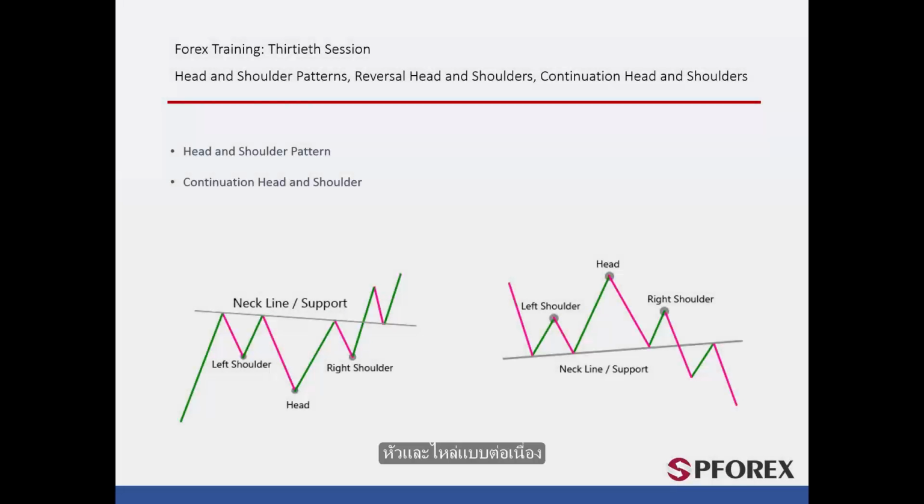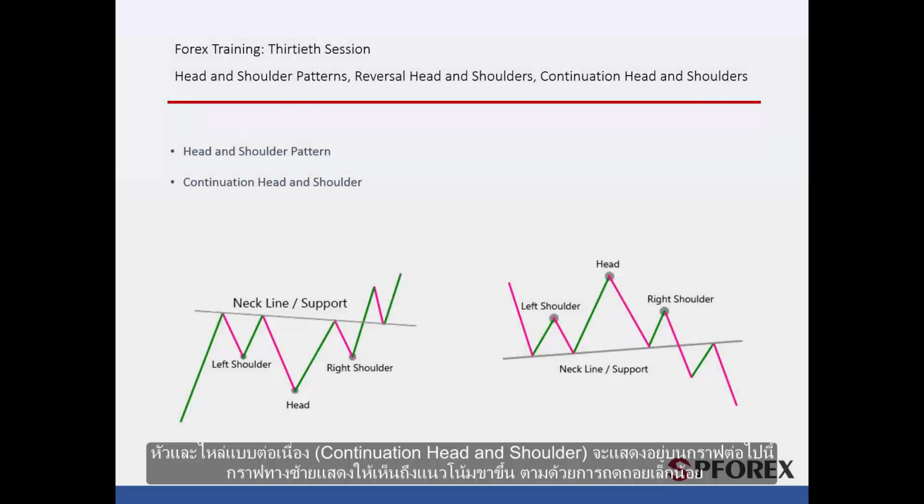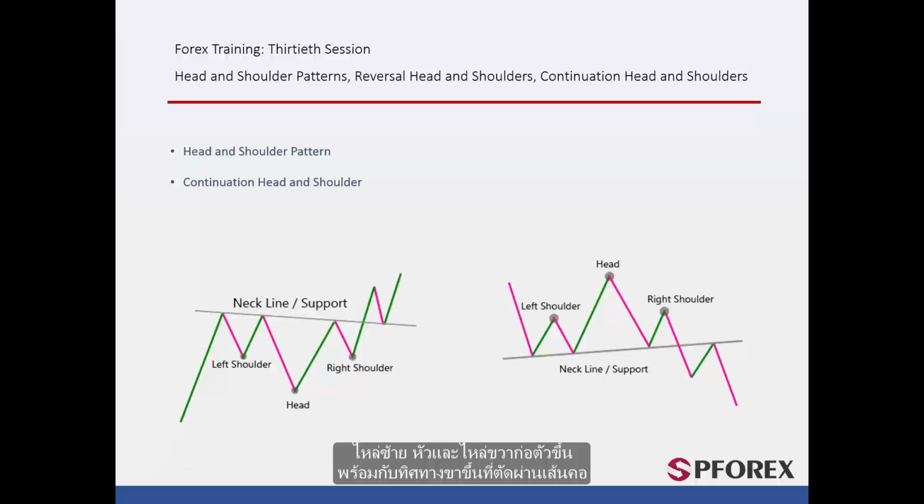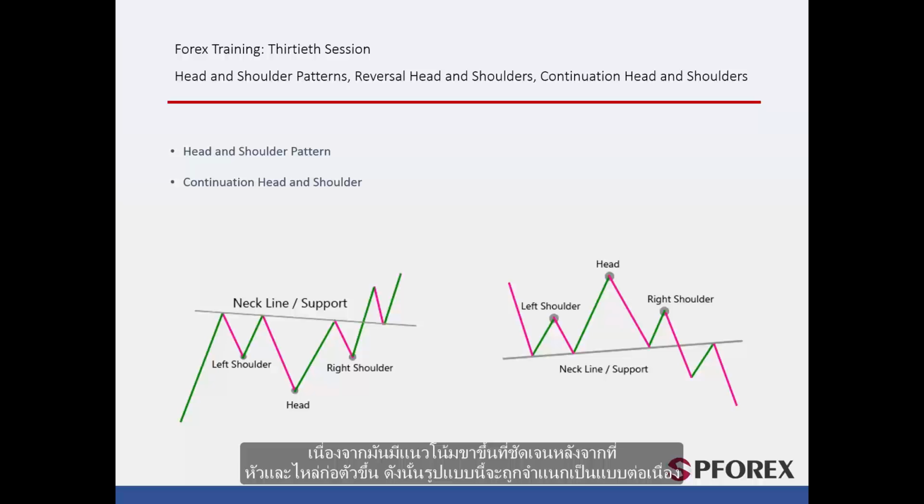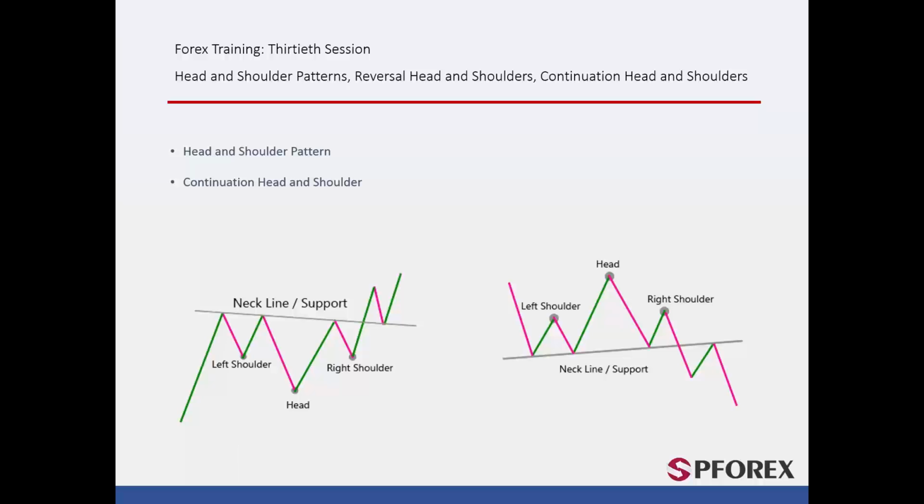Continual head and shoulder. The continual head and shoulder is shown on the following graphs. The left graph illustrates an uptrend followed by a small decline. Left shoulder, head and right shoulder are formed with an upward direction that crosses the neckline. As it is clear, the uptrend is followed after head and shoulder is formed. Thus, this pattern is classified as continual.